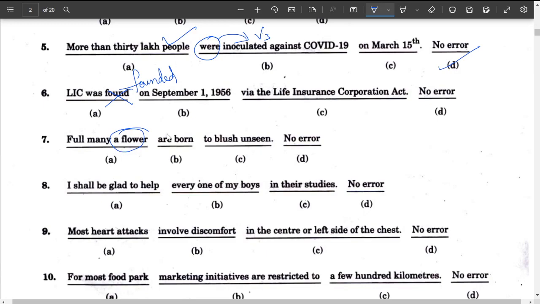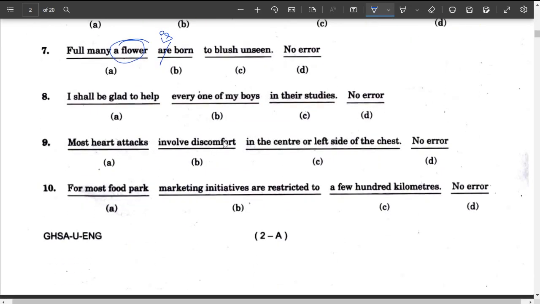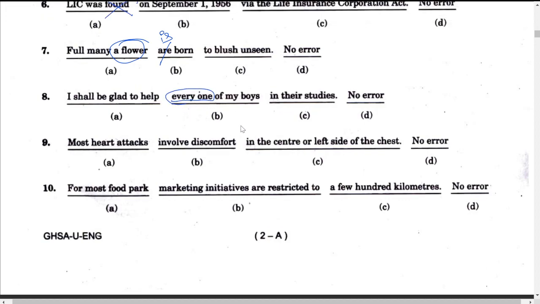Next, full many a flower are born to blush unseen. Remember, full many a flower is followed by is, not are. It is a singular case. Next, I shall be glad to help everyone of my boys in their studies. Whenever you come across indefinite pronouns, everyone, no one, someone, anyone, remember the pronoun that must be used along with that is his, not even her.